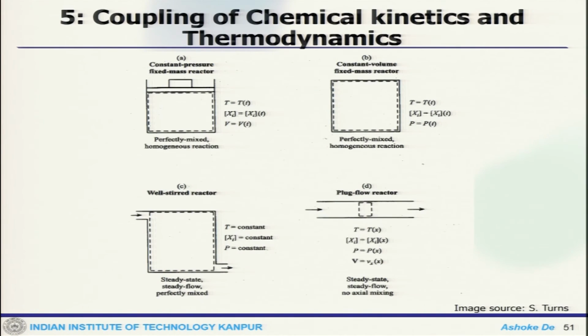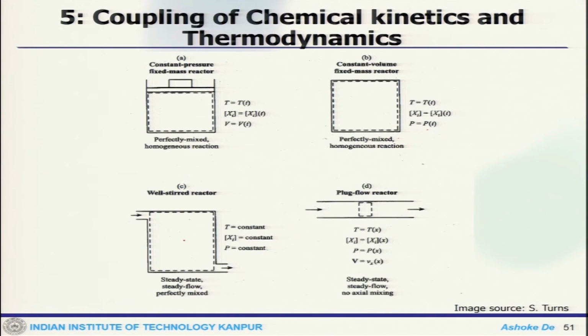So, this is the constant pressure fixed mass reactor. Here, as we said, the perfectly mixed and homogeneous reaction. So, T will be a function of time, concentration will be a function of time, volume is a function of time because it is a constant pressure system. Now, the second one is the constant volume. So, pressure will vary with time, concentration will vary with time, temperature will vary with time. So, this is also perfectly mixed and homogeneous reaction which will take place here.